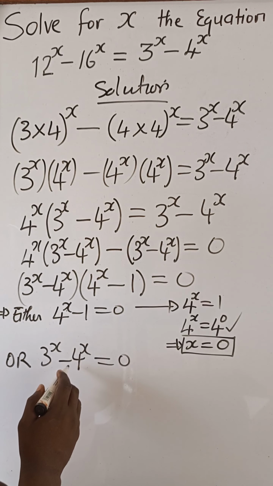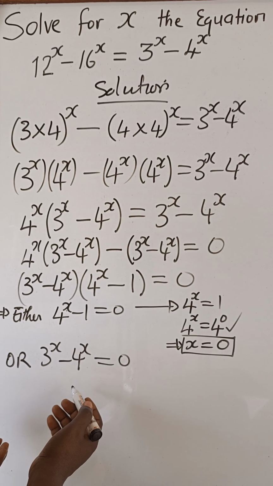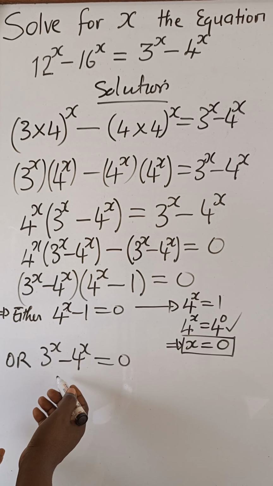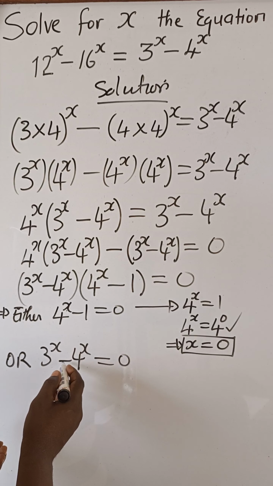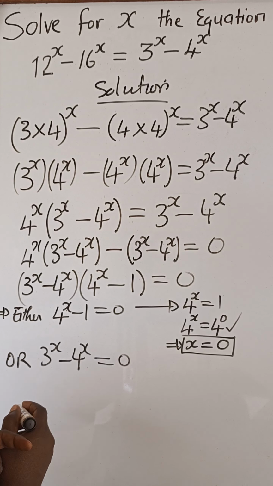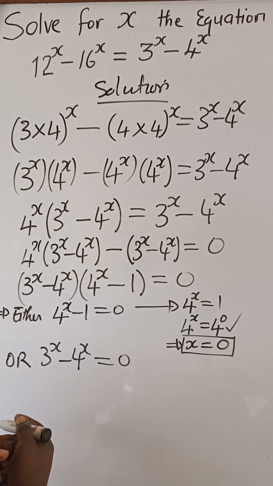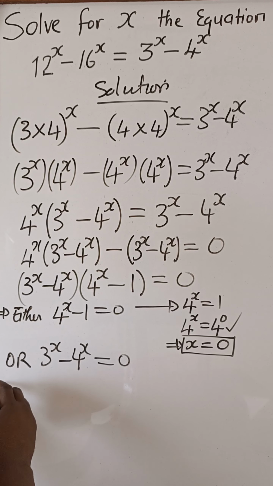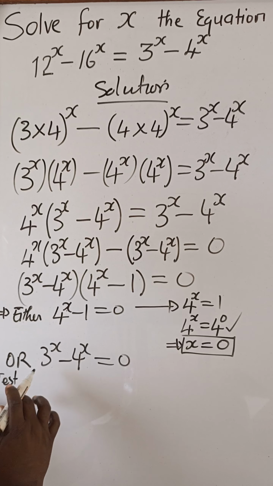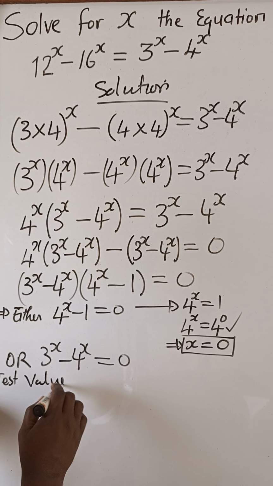Now look at this. Here we don't have the same base. There is no way 3 to the x can ever be equal to 4 to the x. So when do we have this subtraction giving us 0? That should be the thinking. And so the only way forward is by testing values for x.